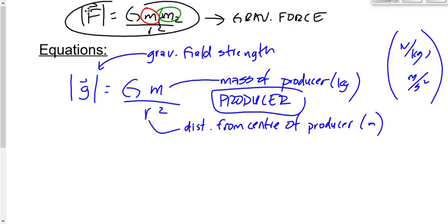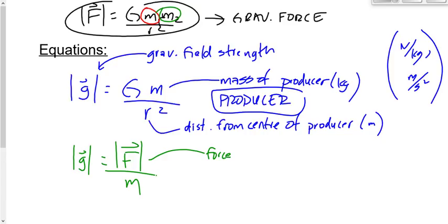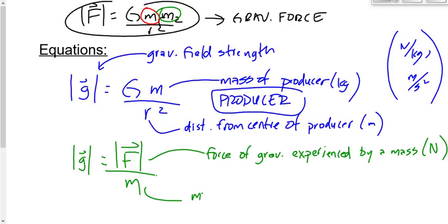Okay, next equation. Little g is equal to F over m. Little g is the gravitational field strength. F is the force of gravity experienced by a mass. And that's measured in newtons.